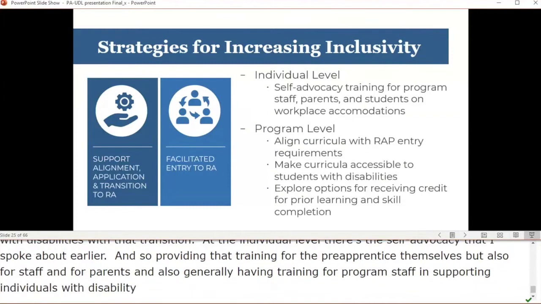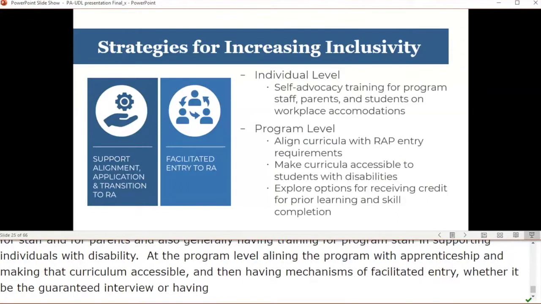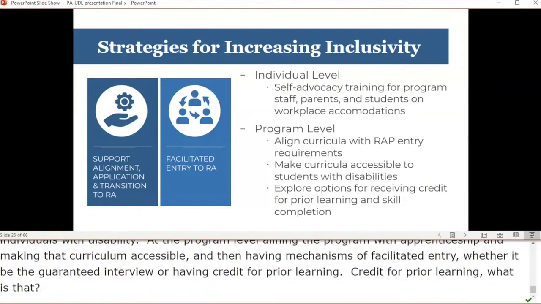At the program level, aligning the curriculum with apprenticeship and making that curriculum accessible. And then having mechanisms of facilitated entry, whether it be the guaranteed interview or having credit for prior learning. Credit for prior learning, what is that? That is, you can earn credits in your pre-apprenticeship program, which could then be applied to some of the requirements of the apprenticeship program.